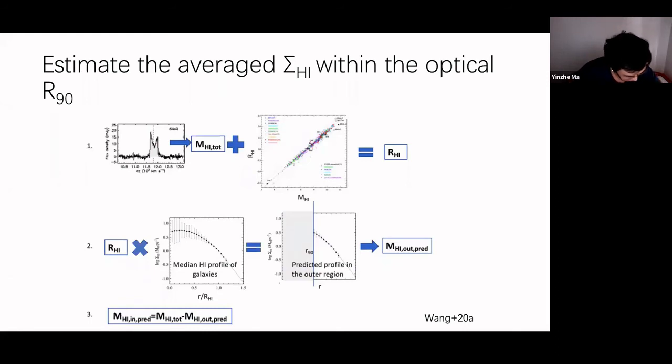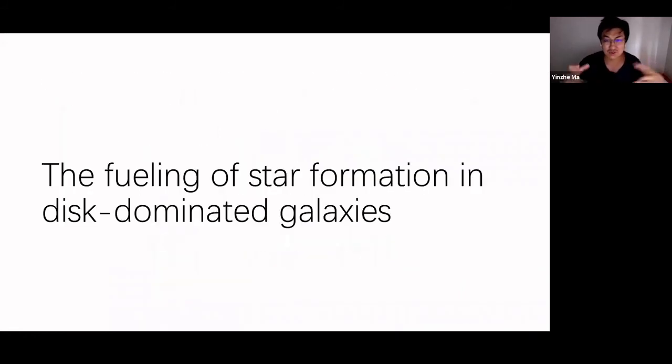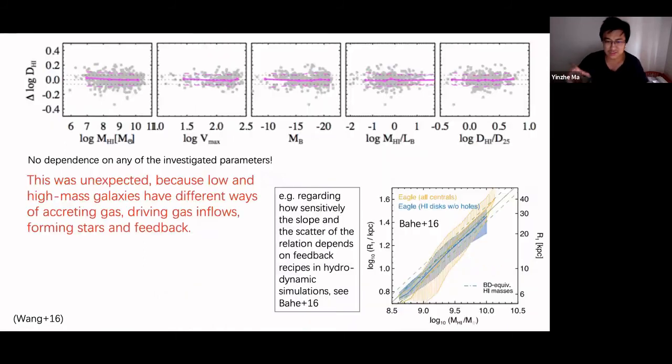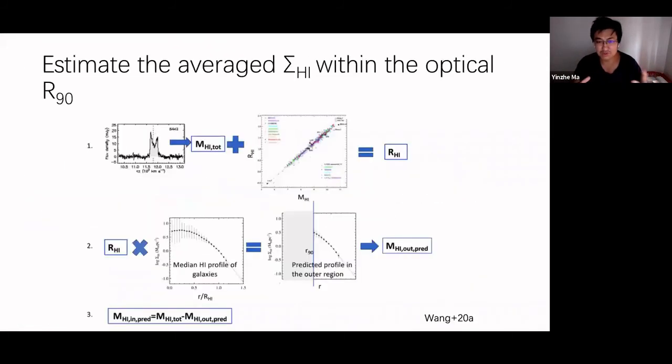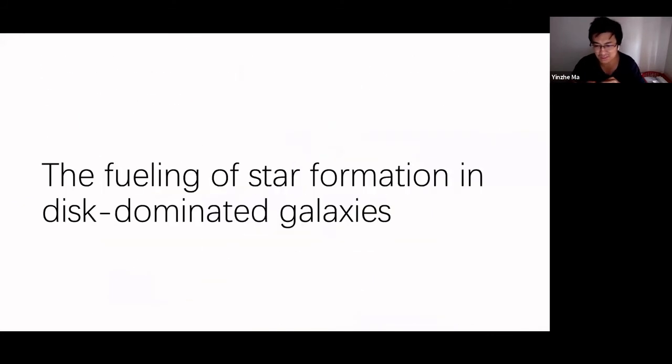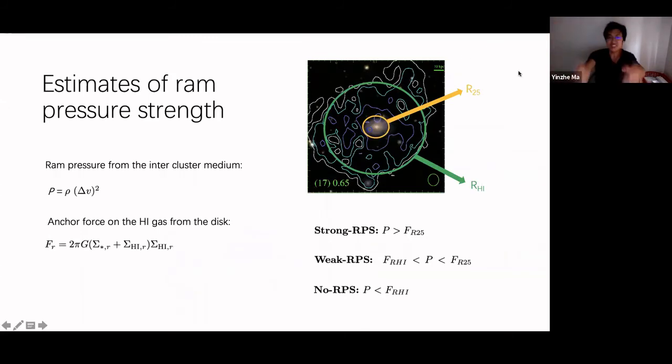So one thing is that when you show this, there's a very interesting plot showing the size of the H1 of the galaxy and also the optical part, and there is a symbol called R25. Is that something related to the very central part, like the optical image of the stellar disk or something? R25. Interesting. Yes, this one, yes.